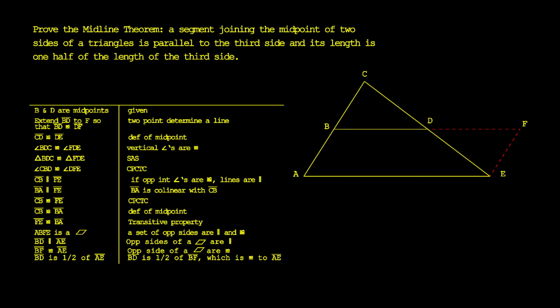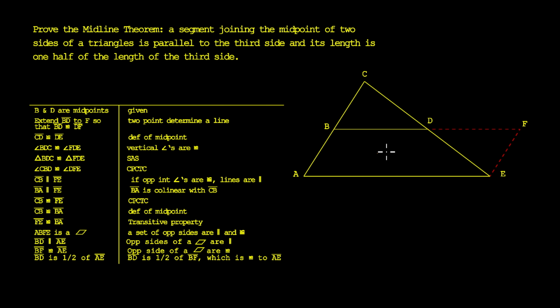In this video, we will prove the midline theorem. So the midline theorem: a segment joining the midpoint of two sides of a triangle is parallel to the third side of the triangle, and its length is 1/2 of the length of the third side. So a midline of a triangle, here BD, is parallel to AE, and BD is half the length of AE.